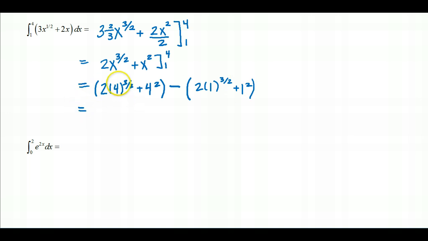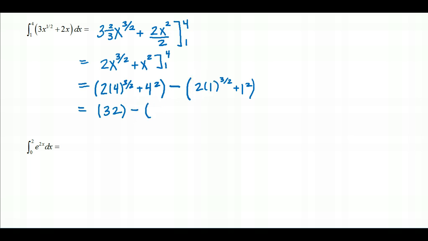So now we need to do some simplifying. 4 to the 3 over 2, remember, is the same as 4 to the 1/2 cubed, which is the square root of 4, which is 2. 2 cubed is 8. 8 times 2 is going to give me 16. 4 squared is 16, and 16 plus 16 is 32.